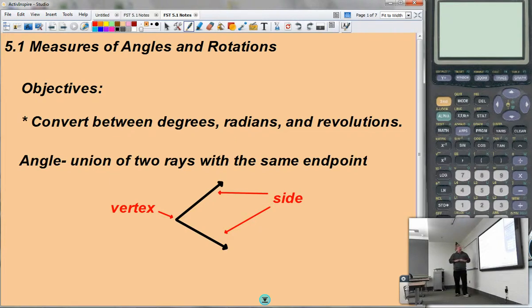First off, definition of an angle. Angle is a union of two rays with the same endpoint. The point that is the endpoint for the two rays is referred to as the vertex. And we can look here. The vertex of the angle is going to be where the two rays extend from, and then the two sides are going to just be called sides, obviously. Okay, so angle is a union of two rays with the same endpoint.